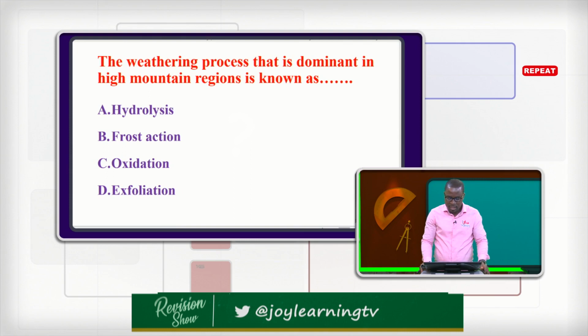The weathering process that is dominant in high mountain regions is known as A, hydrolysis, B, frost action, C, oxidation, and D, exfoliation. I have a call on the line, please. Your name and where you are calling us from.